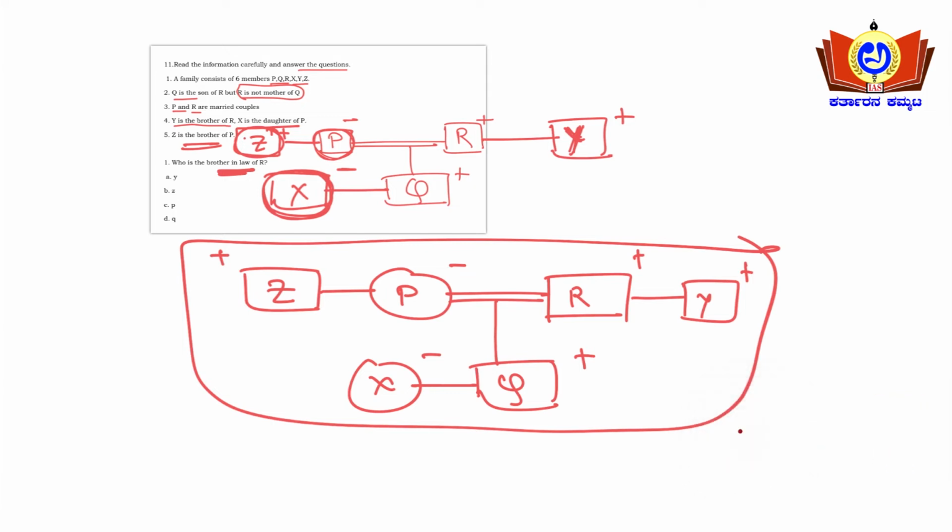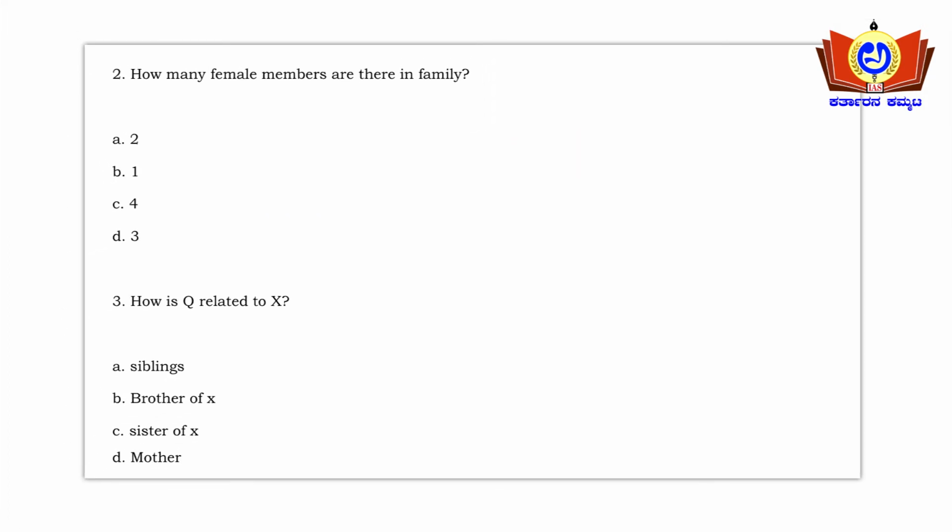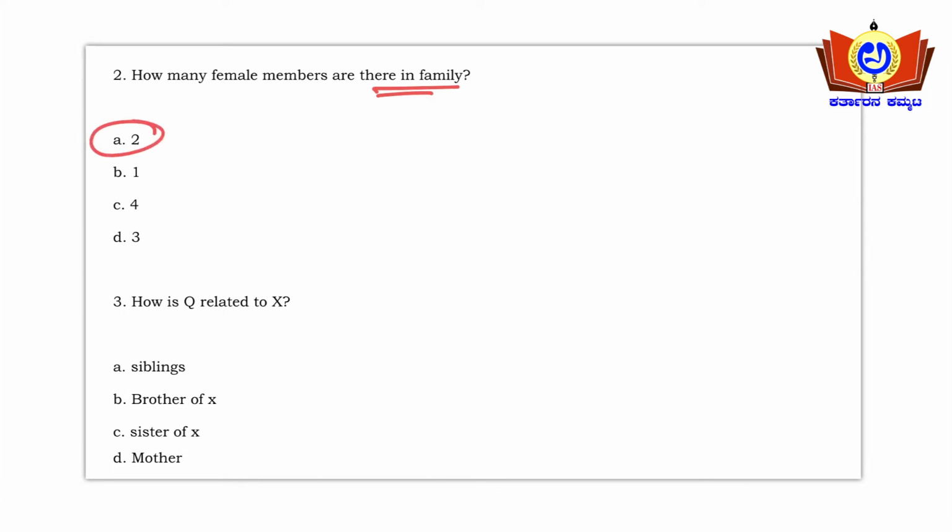Okay, so who is the brother-in-law of R here? Brother-in-law of R means R is there, R's wife is there, and R's wife's brother will be Z here. So option B is the right answer here. Next question, how many female members are there in the family? There are 2 female members here, X is a female and P is a female here. Rest all are male here.